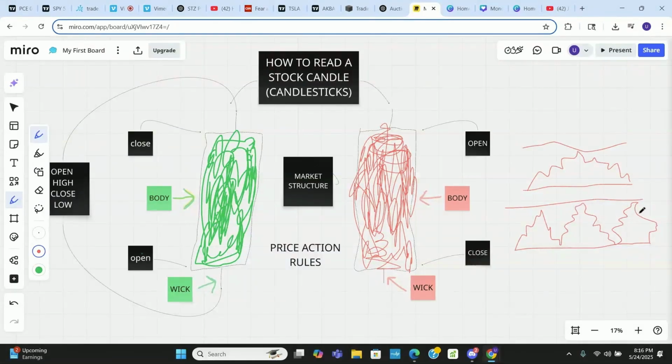And these squiggly lines also represent candlesticks, but for the sake of the example, I just made lines. But these would be candlesticks moving up and down. And you can use the same premise of what I taught you.